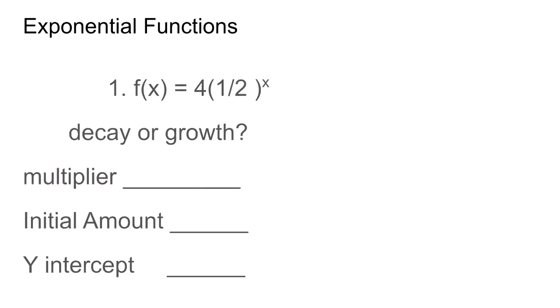So let's take a look at this function right here and see if we can identify the key parts. First, the output, that's going to be f of x. The multiplier is going to be 1/2, and so that means this is going to be a decay function because the multiplier is between 0 and 1. Our initial amount is going to be in front of the multiplier, so that's going to be 4. And keep in mind, if I were to write that as a y-intercept, it would be 0, 4.